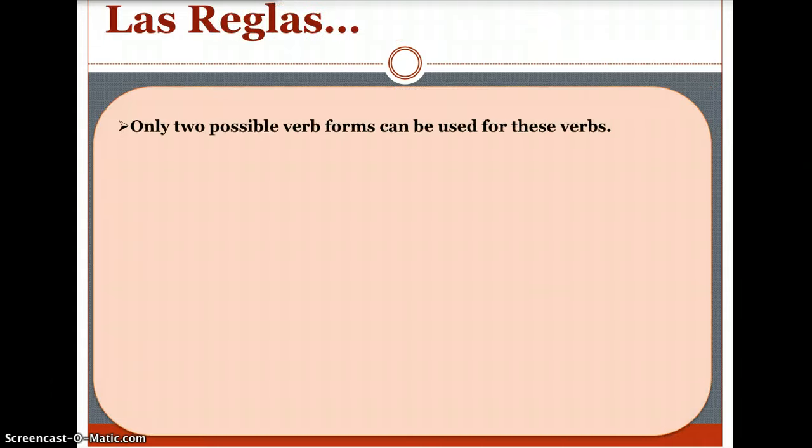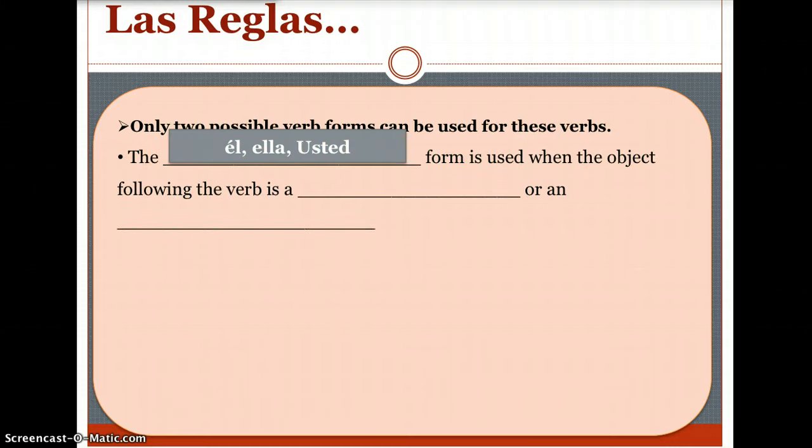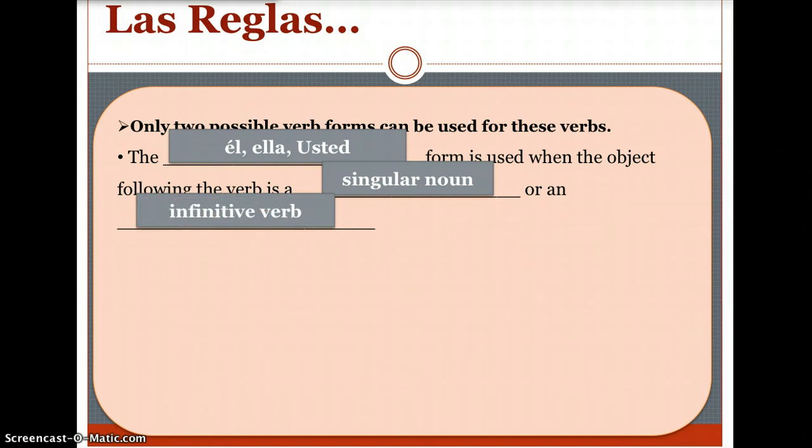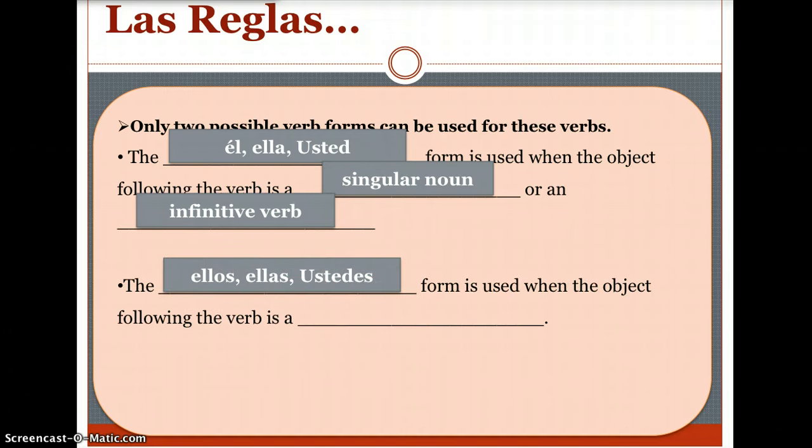Las reglas. What are the rules? There are only two possible verb forms that can be used for all of these verbs. The él, ella, usted form is used when the object followed by the verb is a singular noun or an infinitive verb. The ellos, ellas, ustedes form is used when the object following the verb is a plural noun. Notice that you have to be paying attention to what the object is that is following the verb.